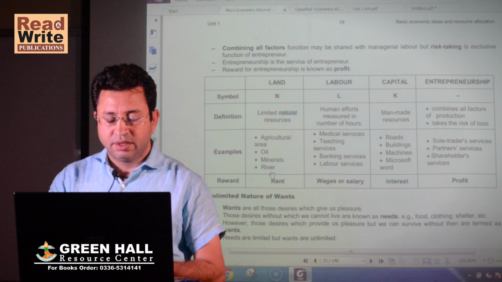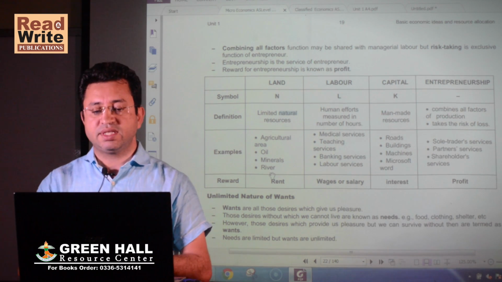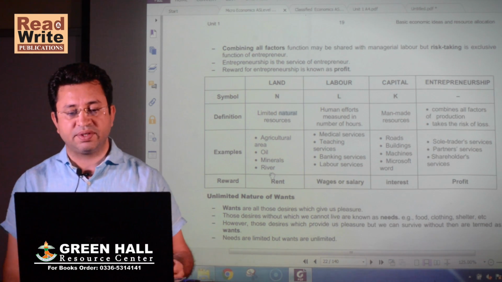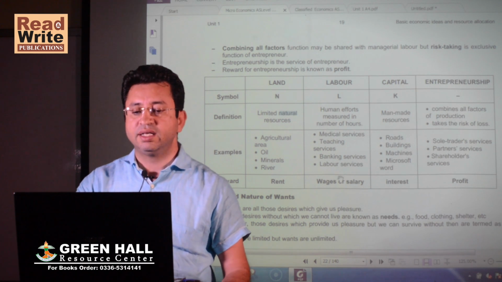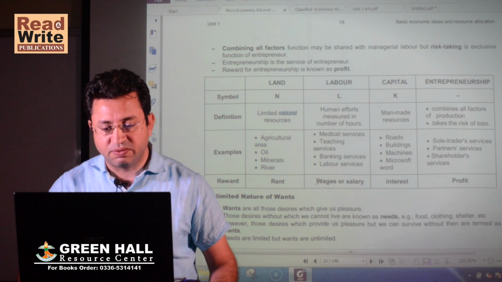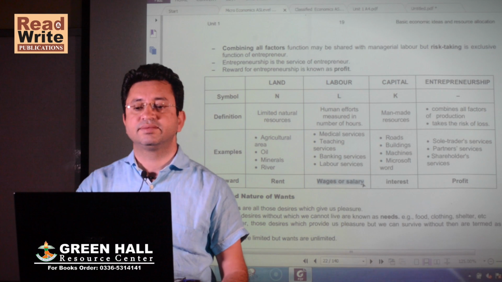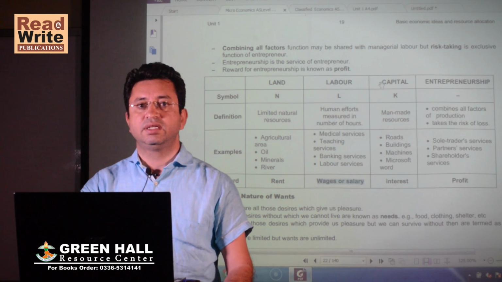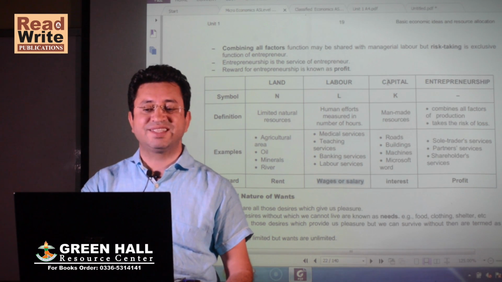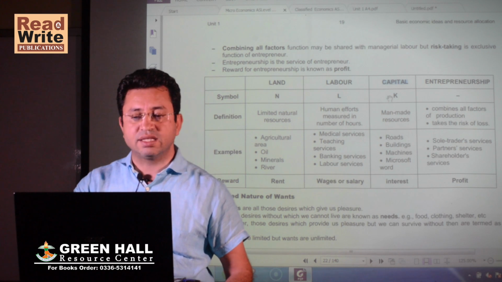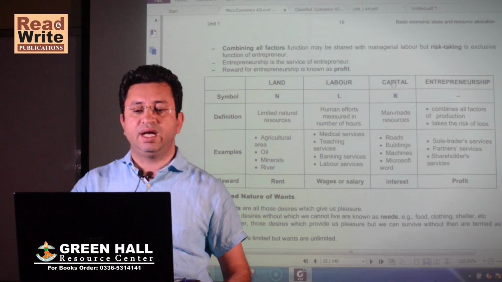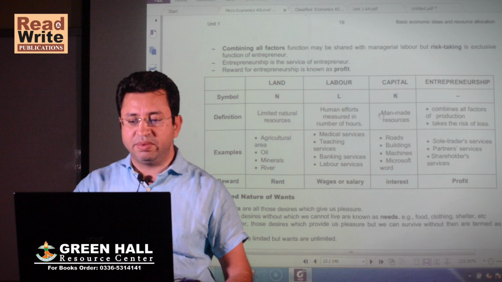Well, moving on. So medical services, these all are labor, human efforts measured in number of hours, and the reward for labor would be considered as wages and salaries. The next resource we have is capital, and we're using the K symbol from some Latin word, and it is man-made resources.